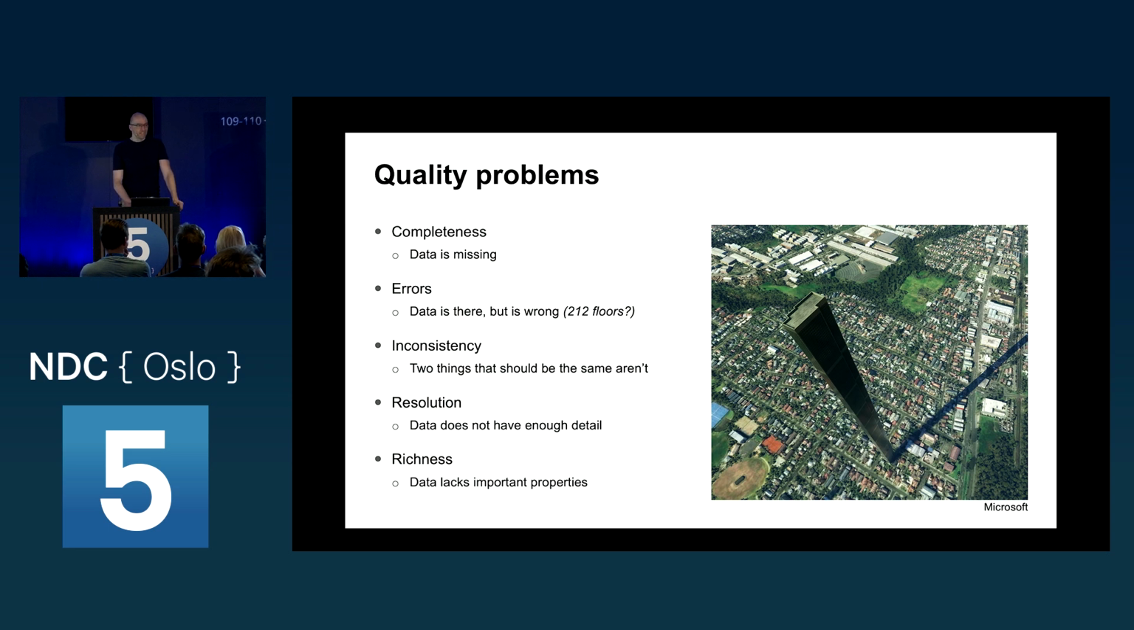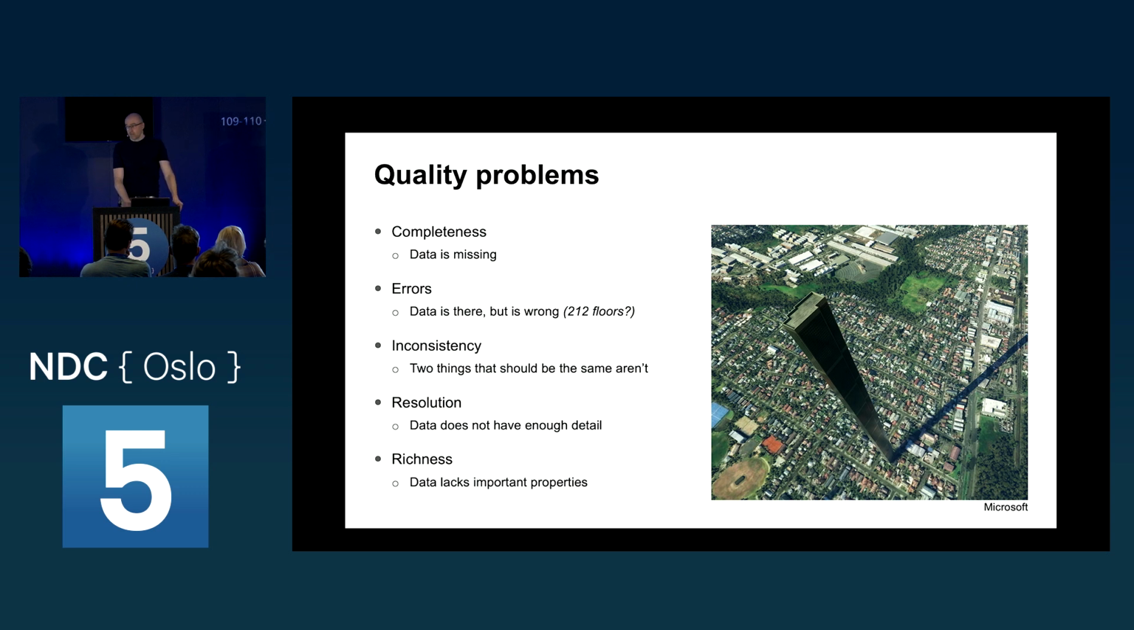And it has even 212 floors. I mean, this is accidental. It's easy to spot, it's easy to correct. But there are a lot of cases where you have data that is wrong and you don't know it. And that's much tougher. If you want to build something that people can rely on and you have uncertain or unknown data quality, that's not so nice.